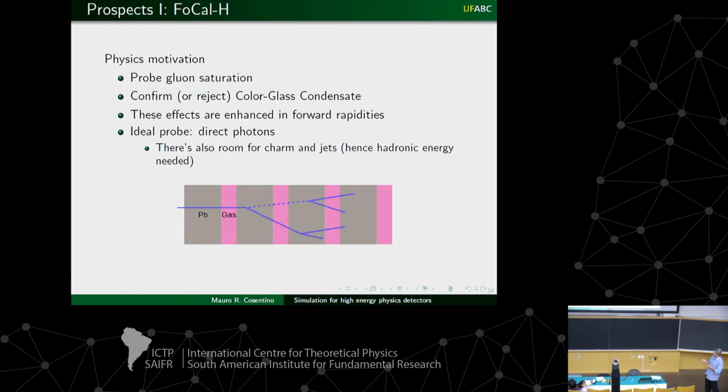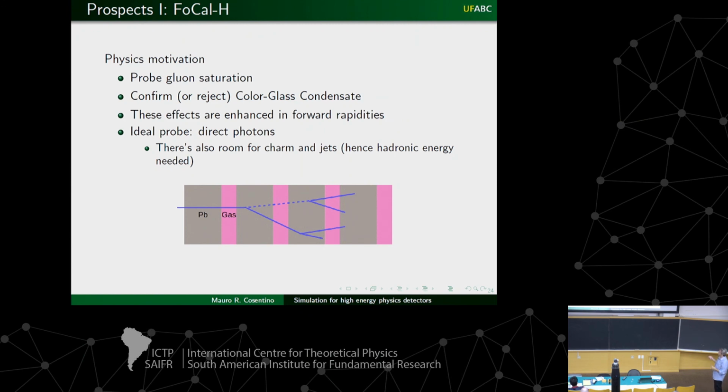One of the prospects that we have, one of the ideas that I was telling you about in the beginning, is the hadronic calorimeter for the FoCal. What is the physics motivation? The FoCal wants to probe the gluon saturation and maybe confirm or reject the color glass condensate. These effects are enhanced at forward rapidities. So the ideal probe for the calorimeter are direct photons. You need somehow to know that what is coming through your detector is a photon.